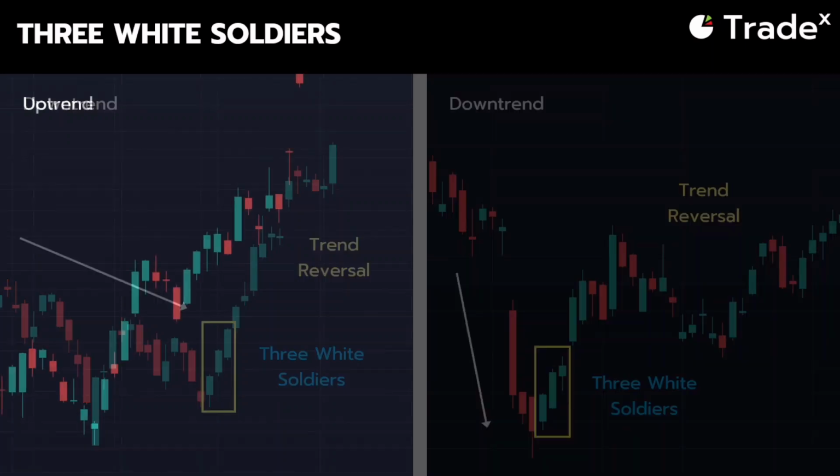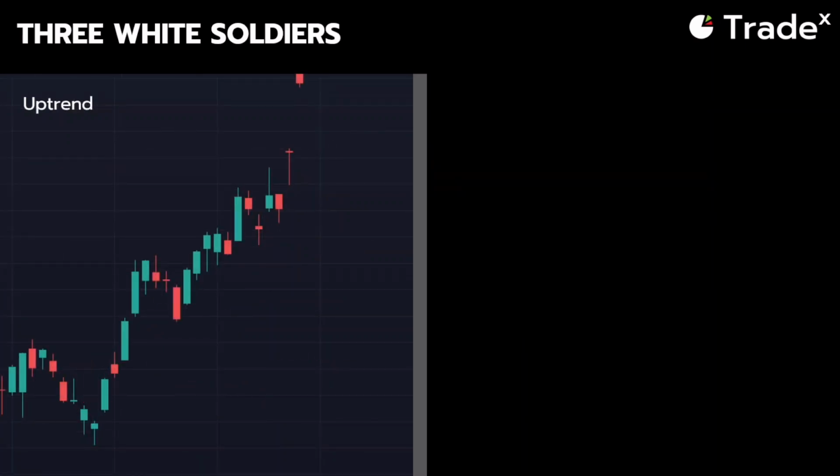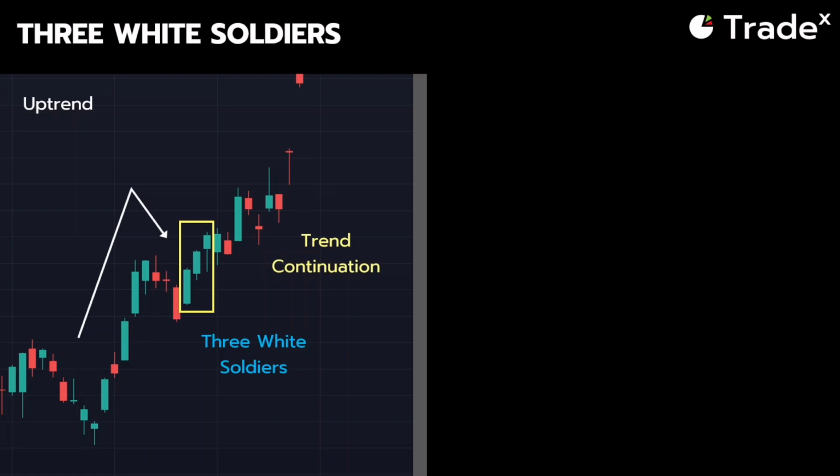In an uptrend, if the price pulls back and then forms the 3 white soldiers pattern, it signals that the upward trend is likely to continue. The pattern confirms that buying pressure remains strong and the uptrend is expected to persist.